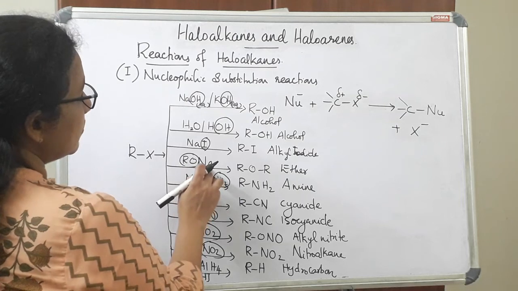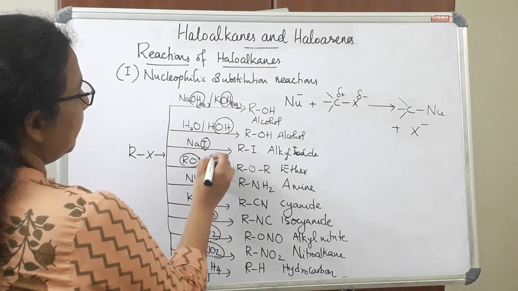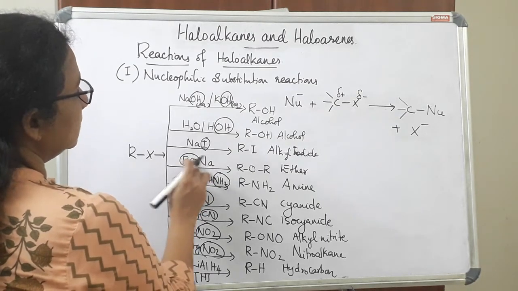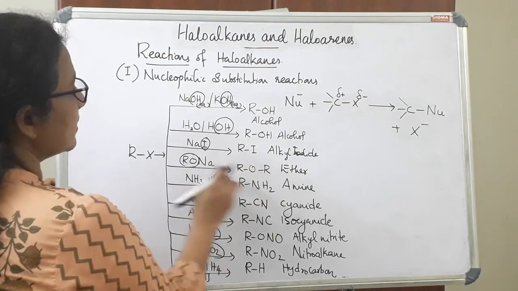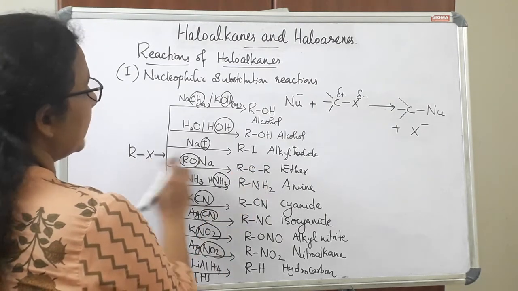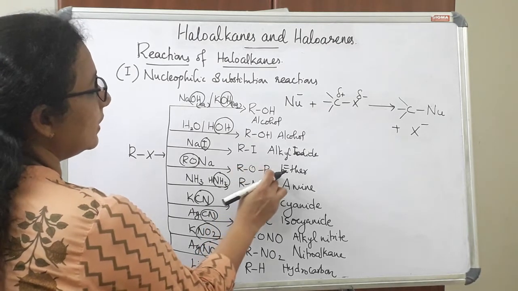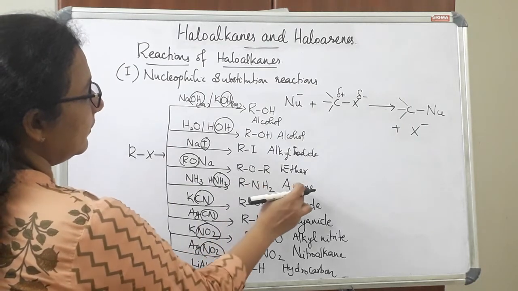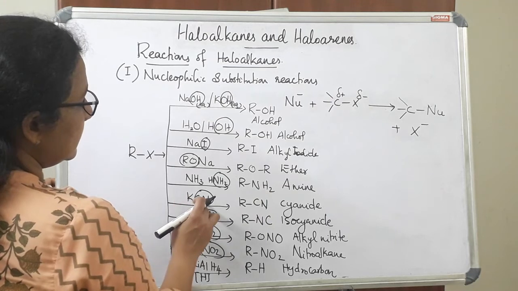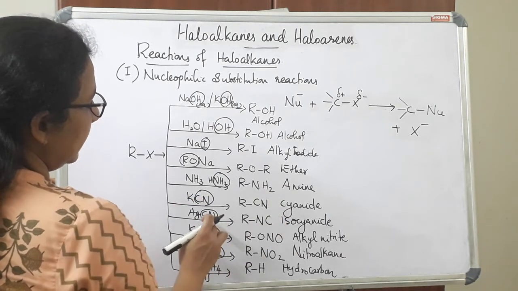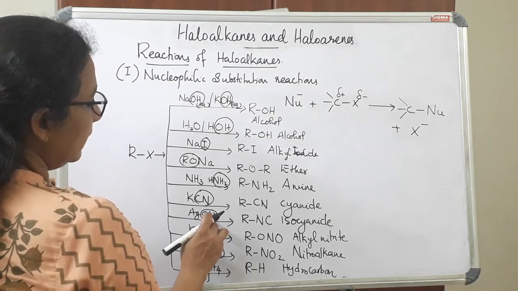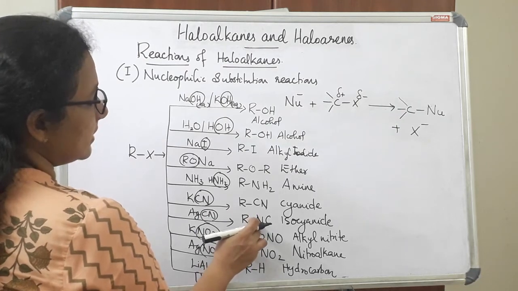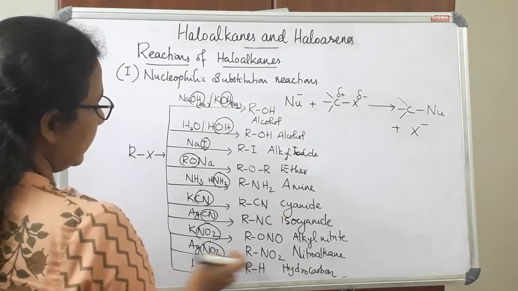Then RONa, that is sodium alkoxide, where this is Na plus and RO minus, that is the charge of this reagent, and RO is the nucleophilic part. So instead of X, OR will be substituted. We will get ROR, that is ether. Then in the case of NH3, that is ammonia, NH2 is the nucleophilic part, we will get an amine. In the case of KCN, CN is the nucleophilic part, we will get cyanide. In the case of AgCN, here also the nucleophilic part is CN, but the linkage is different, so the product is RNC, and that is isocyanide.